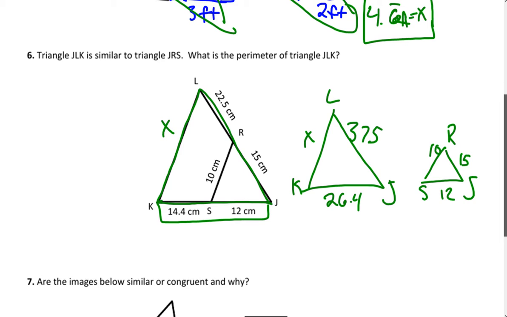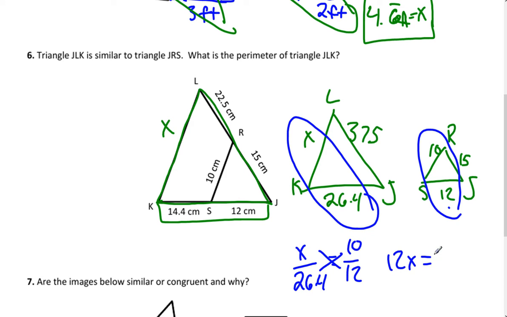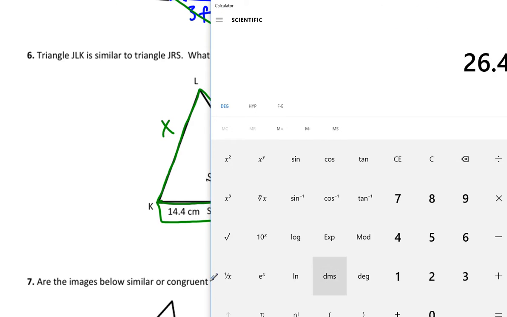I mean, if you set up, say, these two and these two to find this x, what would we get? Well, we'd get x over 26.4 equals 10 over 12. You'd cross multiply, and this side you'd get 12x. This side you'd get 264. Divide both sides by 12. x equals 264 divided by 12 equals 22.